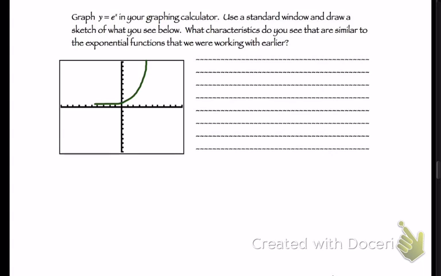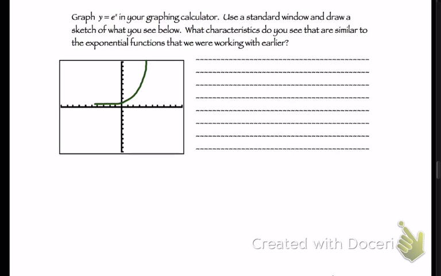Just a heads up. I knew before I even graphed this that this thing was going to be an exponential growth because I knew that the b value was greater than 1, right? I know e is 2.71828, so because it's greater than 1, I knew before I even graphed it that this thing had to be a growth.